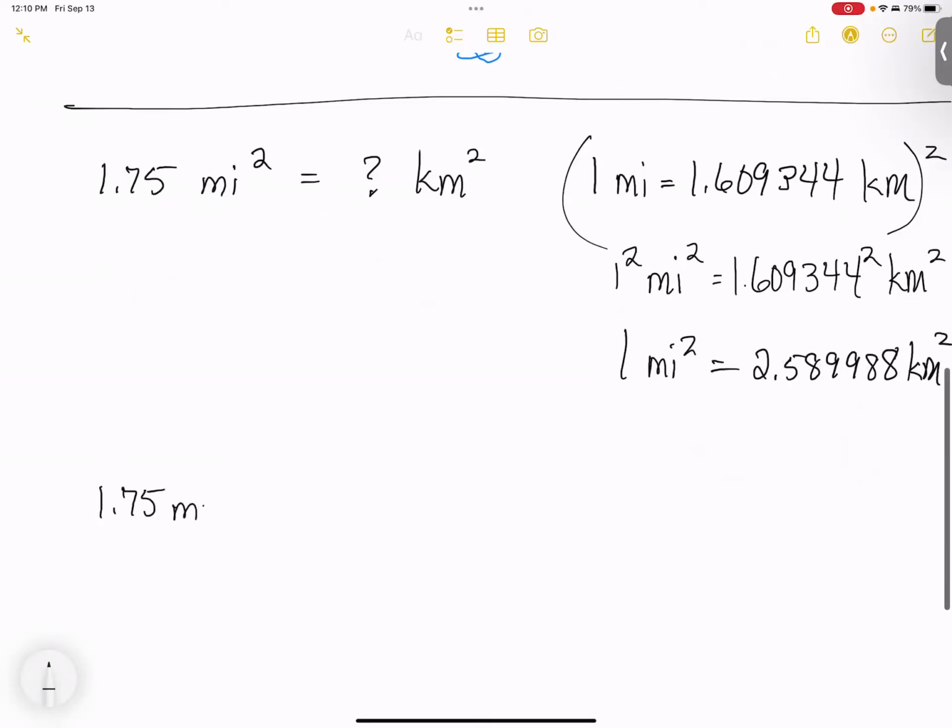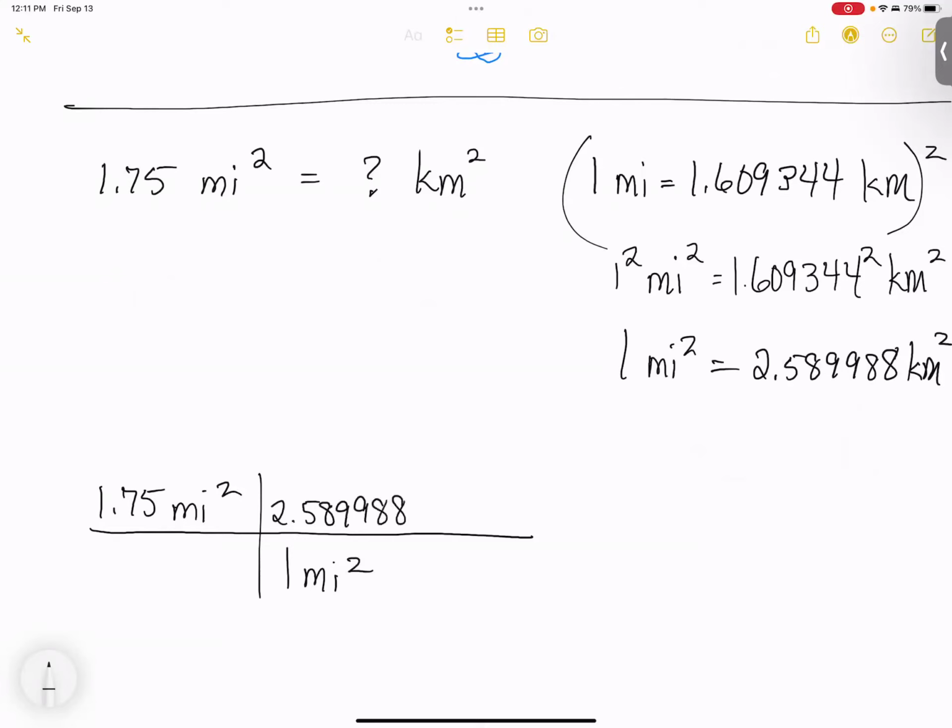1.75 miles squared, 1 mile squared equals 2.589988 kilometers squared. Or in other words, we get 4.532479193 kilometers squared.